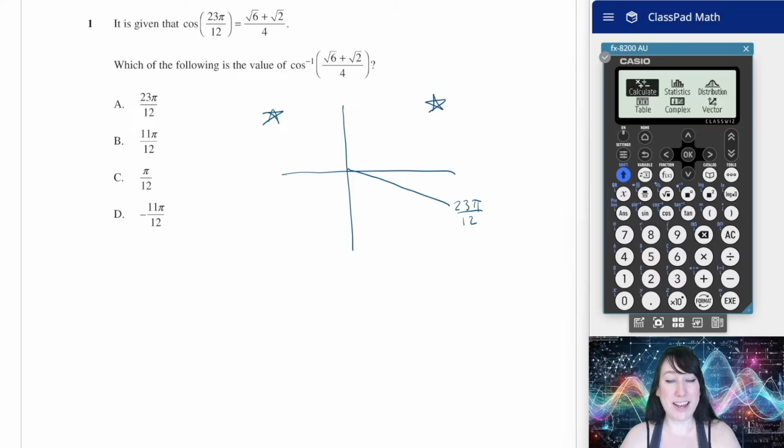We just need to find an angle in quadrants 1 or 2 for which cosine would be equivalent to cosine of 23 pi over 12. Now, we know cosine is positive in quadrant 4 and of course in quadrant 1. So we need the same angle in quadrant 1. The angle formed with the x-axis would be pi over 12. So we're looking for that same angle in quadrant 1, which is simply pi over 12. So cosine inverse of root 6 plus root 2 all over 4 would be equal to pi over 12. The answer is C.